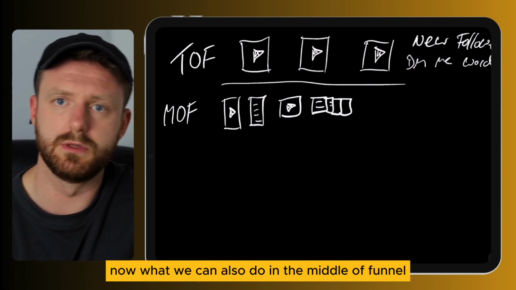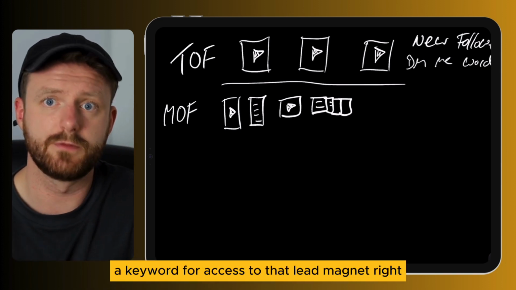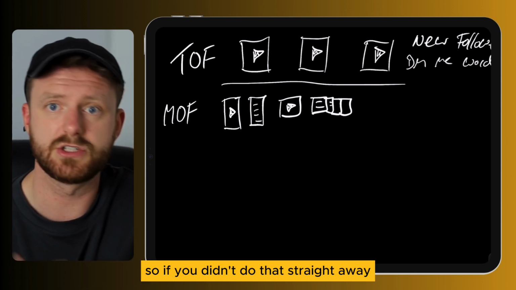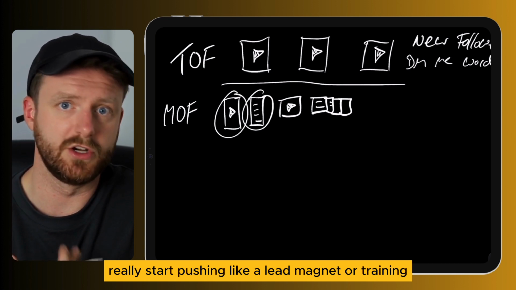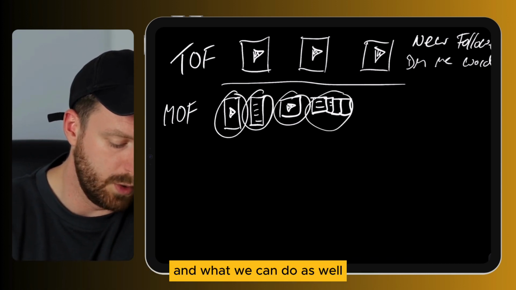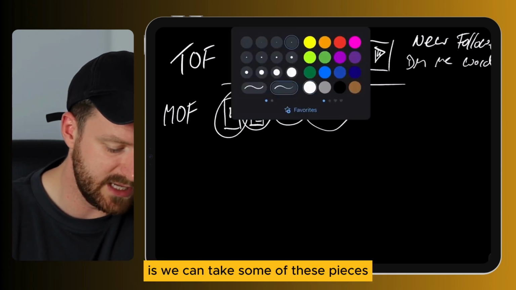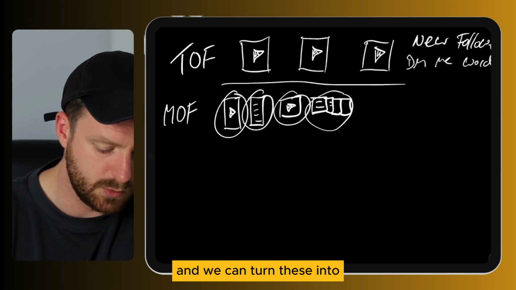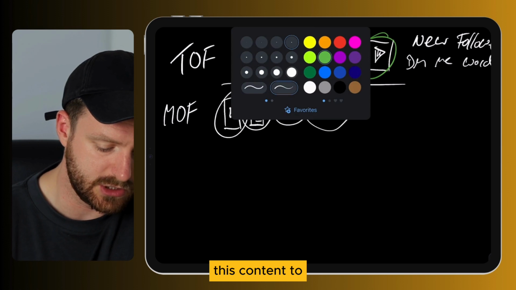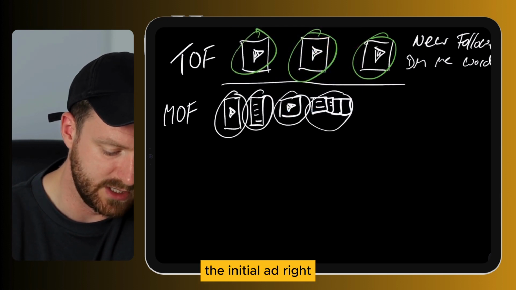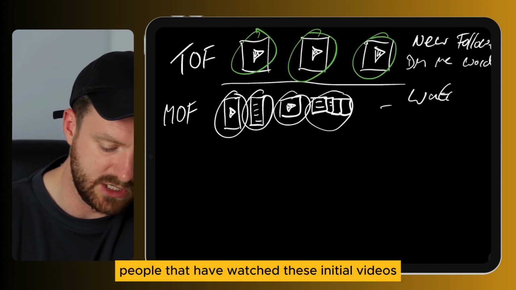Now, what we can also do in the middle of funnel is get people to comment or message us a keyword for access to that lead magnet, right? So if you didn't do that straight away in the top of funnel, middle of funnel is where you're going to really start pushing a lead magnet or training out to people. And what we can do as well, and this is a very, very small budget, you don't need to spend a lot on this, is take some of these pieces and turn them into ads as well. And we can send this content to people who have engaged with the initial ad, right? So we can send this to people that have watched these initial videos.